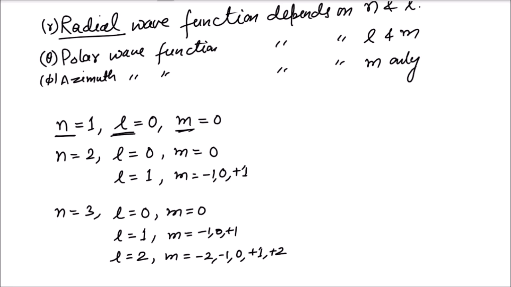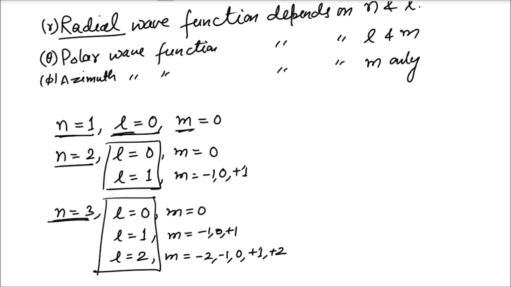For the first shell there is only one subshell. For the second shell there are two subshells, 0 and 1. For the third shell there are three subshells, that is 0, 1, 2. If l is 0, there is only one orbital in that subshell. For l equal to 1, there are 3 orbitals in this subshell. For l equal to 2, there are 5 orbitals, and these are the s subshell, p subshell, d subshell. That's all about the solutions of the Schrodinger wave equation for the hydrogen atom.